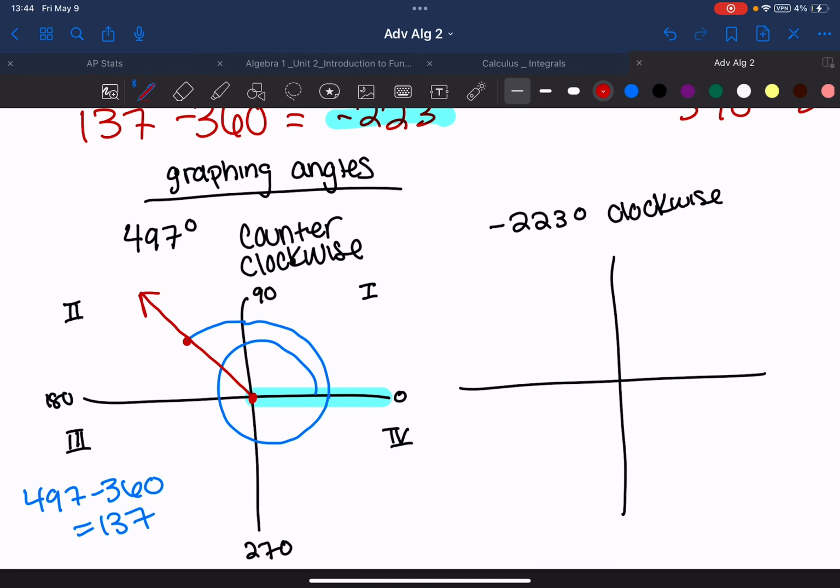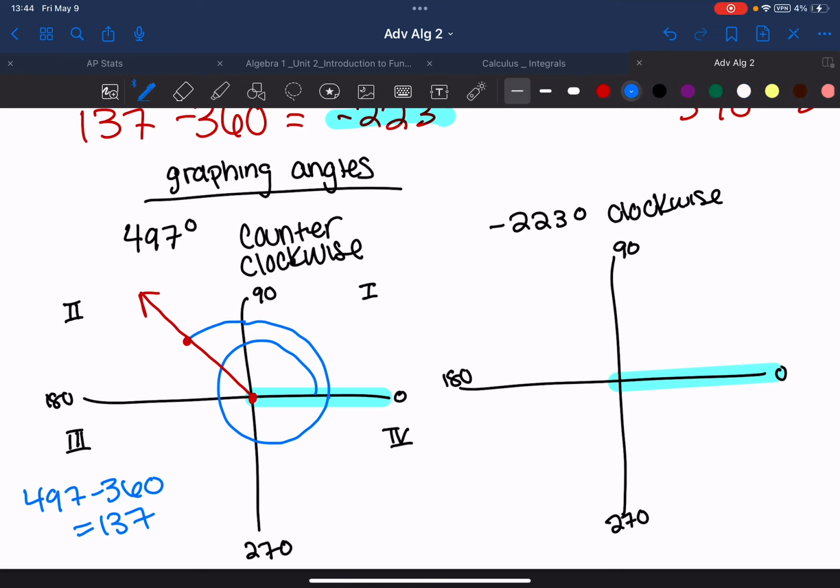Versus the negative one, so let me go ahead and label this one. We are going to go clockwise. So now we're going in the opposite direction. So here is my starting value. Notice that negative 223 degrees is not a perfect circle. So we're not going to have a perfect circle when we graph this. It's going to stop before it forms a circle.